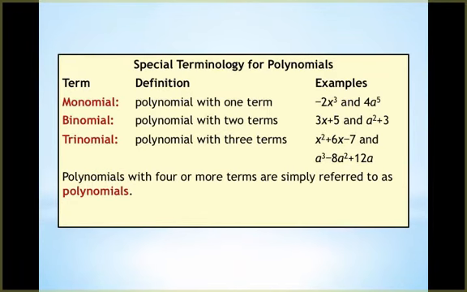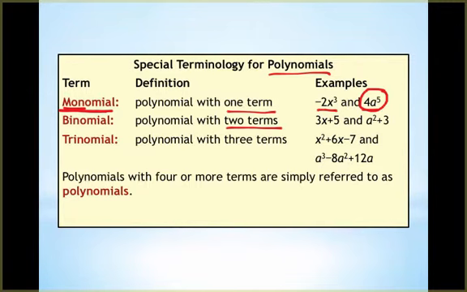Now we also have special names we use for various types of polynomials. If our polynomial only has one term, it's called a monomial. The prefix mono means one. Here are some examples of monomials. Let's look at this last one. We would say that's a fifth degree monomial with a coefficient of 4.